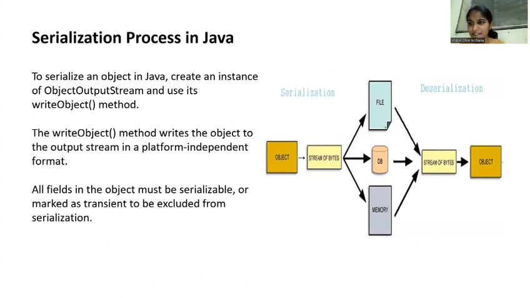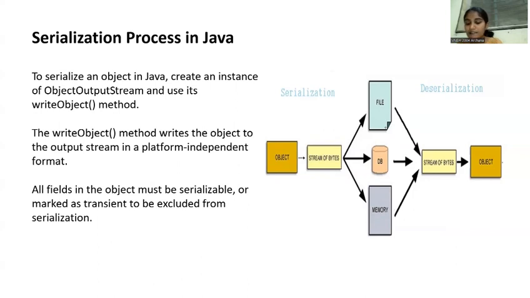We can pass an instance of this class. That means we can pass the object to the output stream and write the code. Here, writeObject is a method we use to convert an object into a byte stream. The writeObject method writes the object to the output stream in a platform independent format. Platform independent means it can be run anywhere. All the fields in the object must be serializable or marked as transient to be excluded from the serialization. So here I gave you a whole picture of how the serialization process is done.